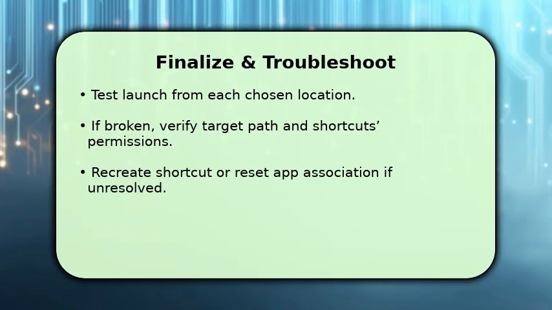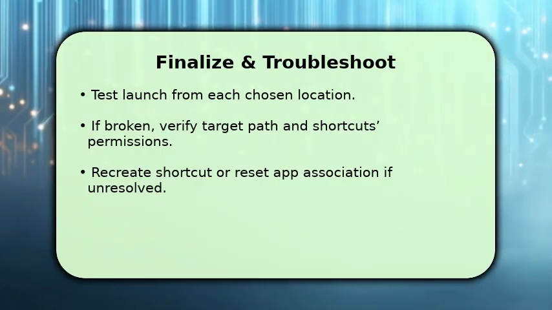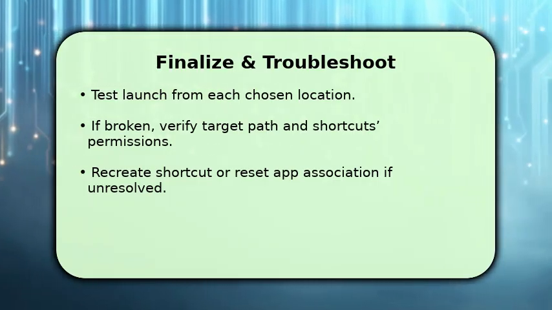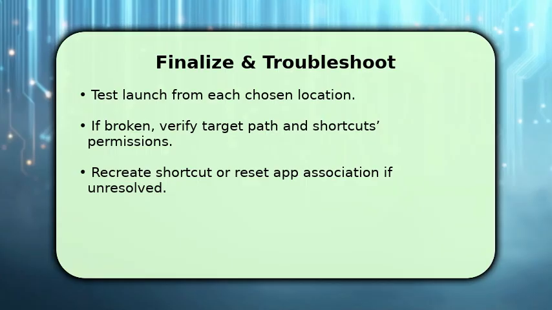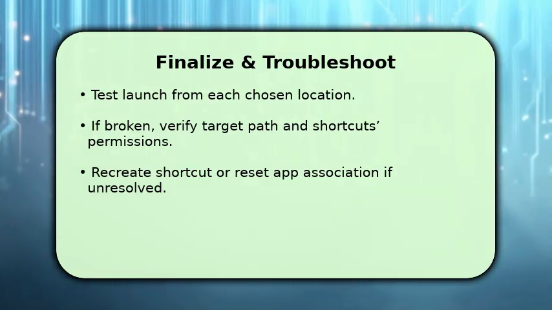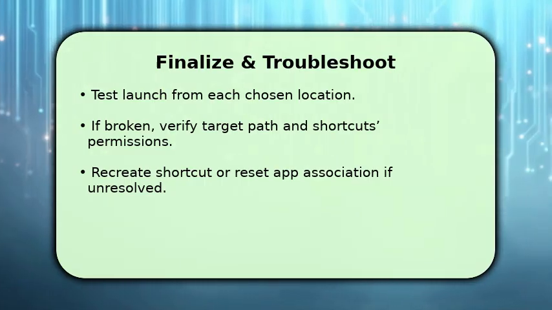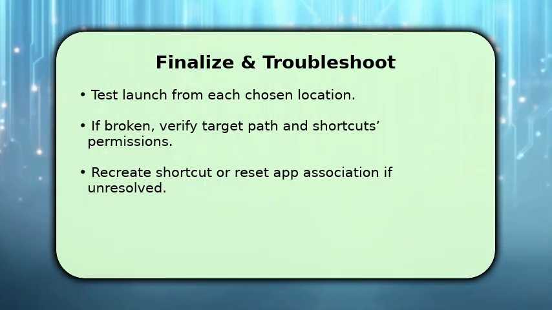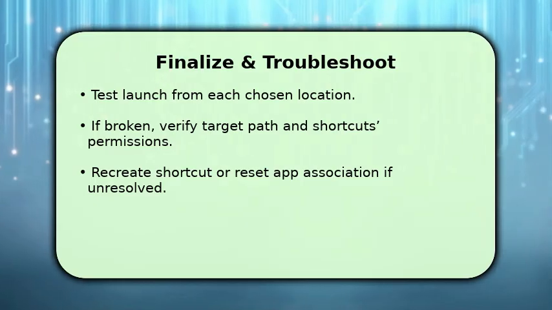Open the app, observe permissions, and note any error messages. If it fails, immediately verify the target path and that the shortcut has the correct file extension and permissions, because most problems stem from wrong paths or blocked access. Once you fix that, recreate the shortcut or reset the app file association if necessary. If nothing works, restart Explorer or the laptop.